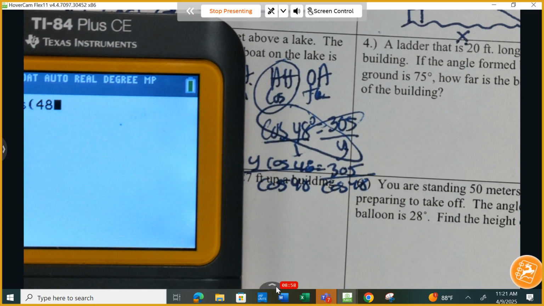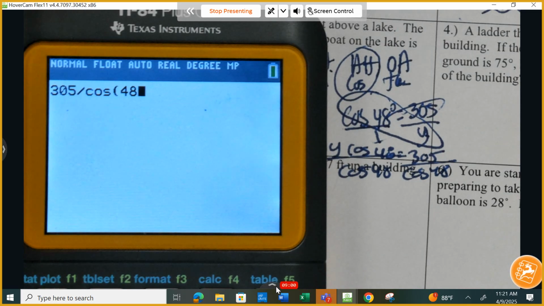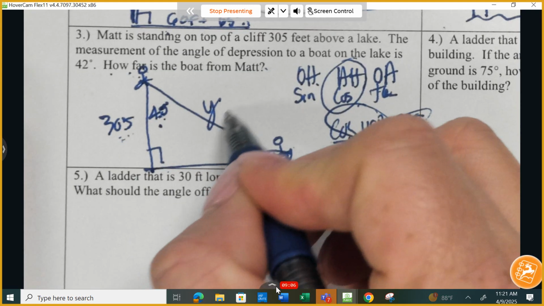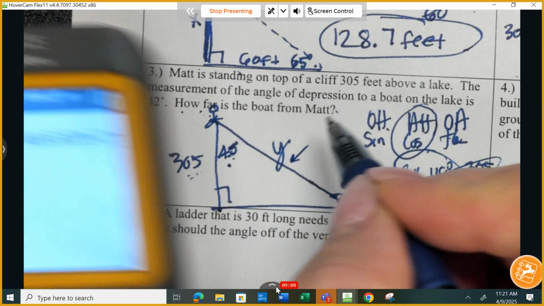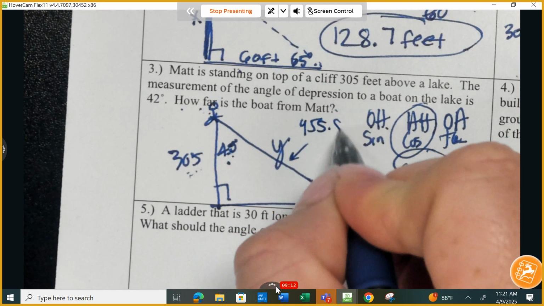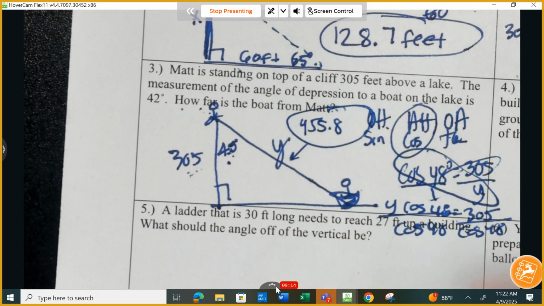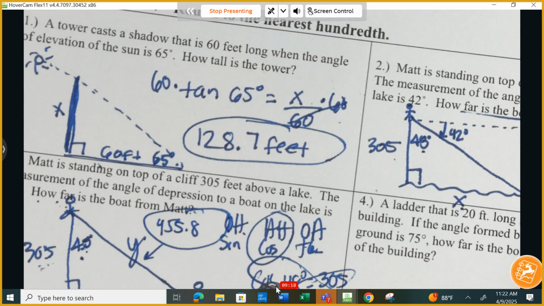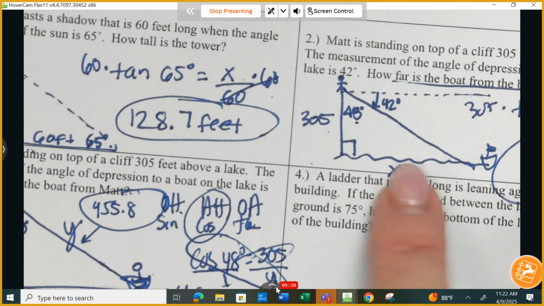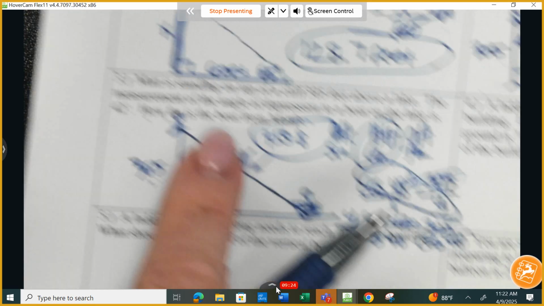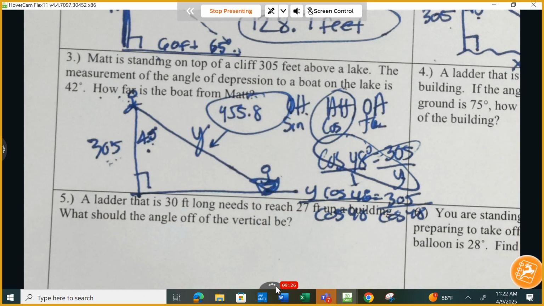And this represents the distance from Matt at the top of the cliff with a direct line down to the boat. So we can say that this distance right here is approximately 455.8. And that makes sense because if this distance is 338.7 feet and this is 305, we know the hypotenuse is always the longest side, 455.8 feet.